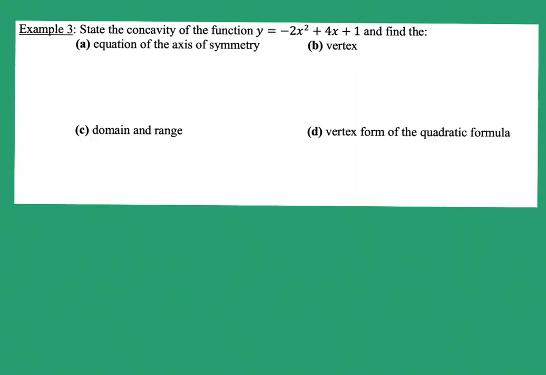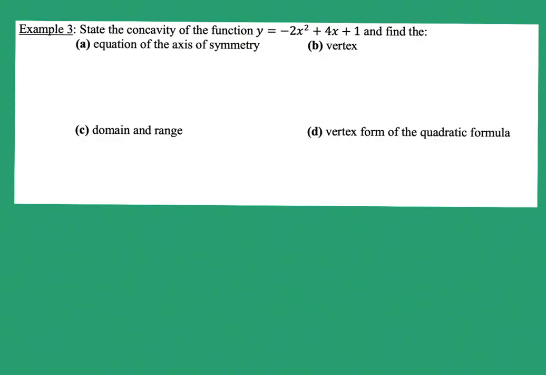In example 3, state the concavity of the function y is equal to -2x squared plus 4x plus 1, and find the equation of the axis of symmetry, the vertex, the domain and range, and the vertex form of the quadratic function. I would like you to pause the video and try on your own first and see whether you're able to apply the concepts.